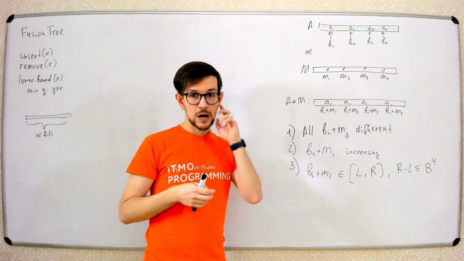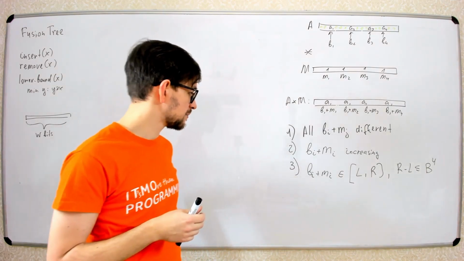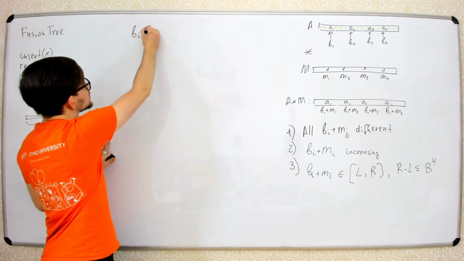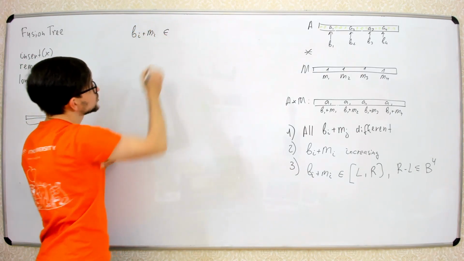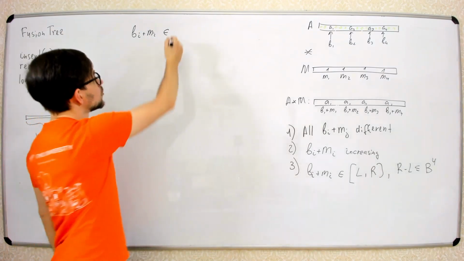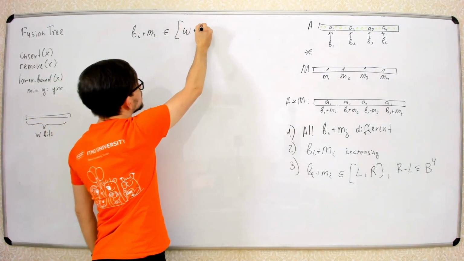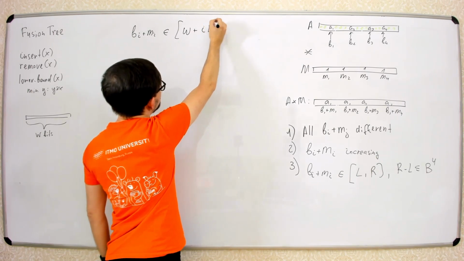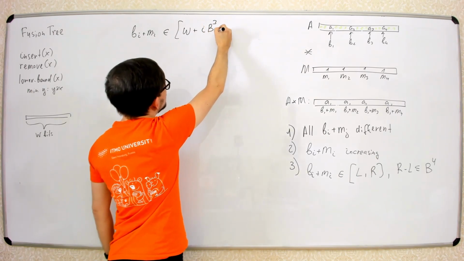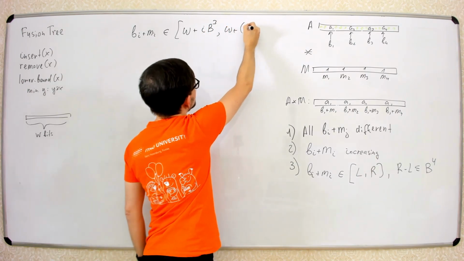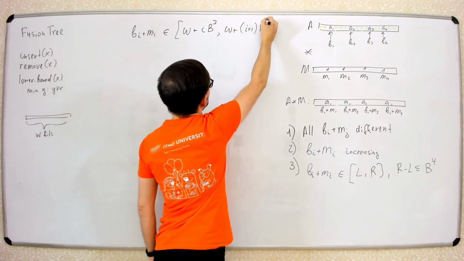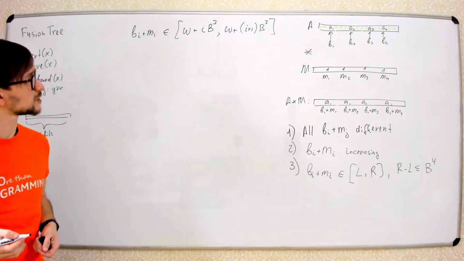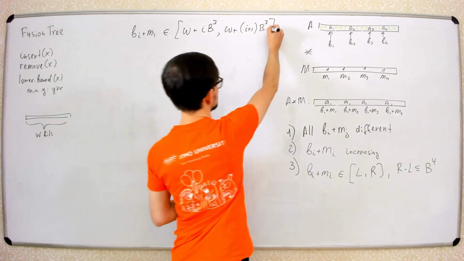How will I achieve this? I will achieve this using a very simple trick. I will say that Bi plus Mi should belong to the window from W plus I times B cubed to W plus I plus 1 times B cubed, minus 1. Should be minus 1 somewhere. Let's say minus 1.